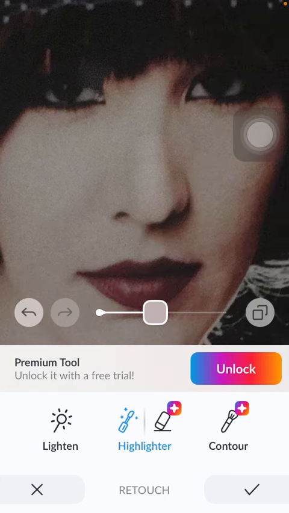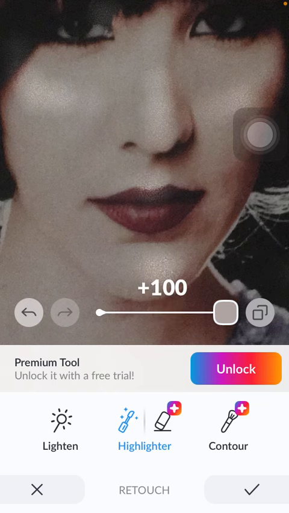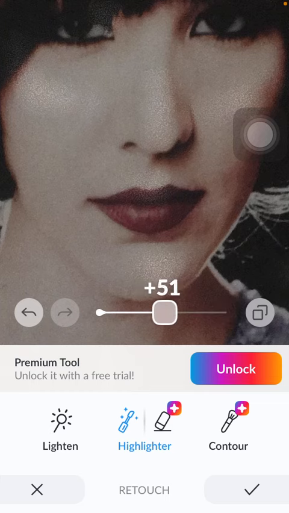such as your nose, above your cheekbones, and your jaw as well. And you can also apply it above your lips, and you can adjust the highlighter by the help of the scale in the middle of the screen, so feel free to adjust it.